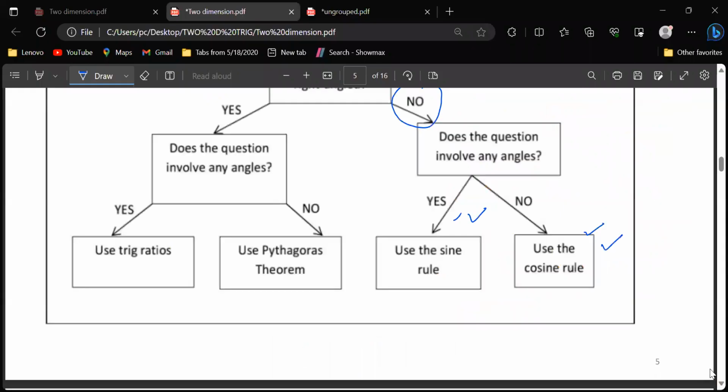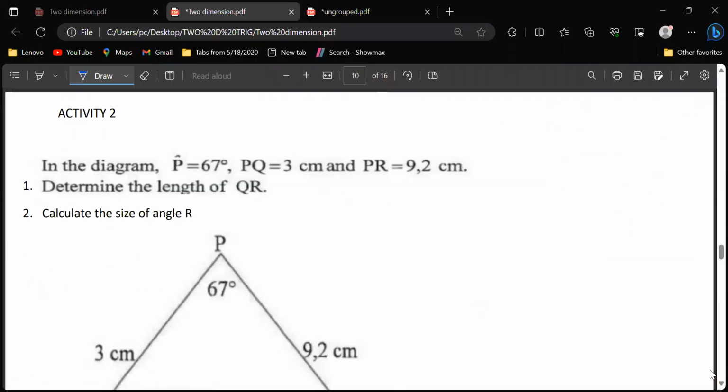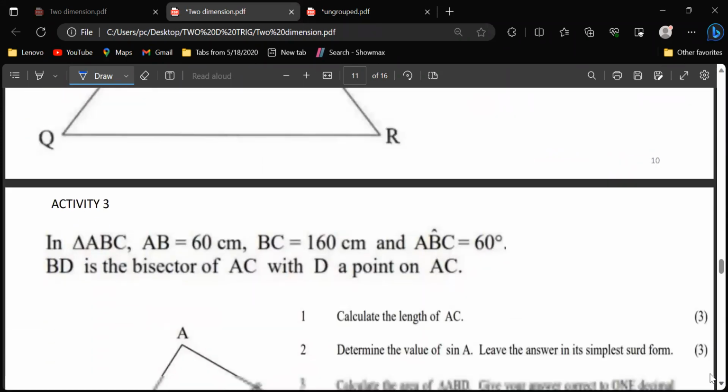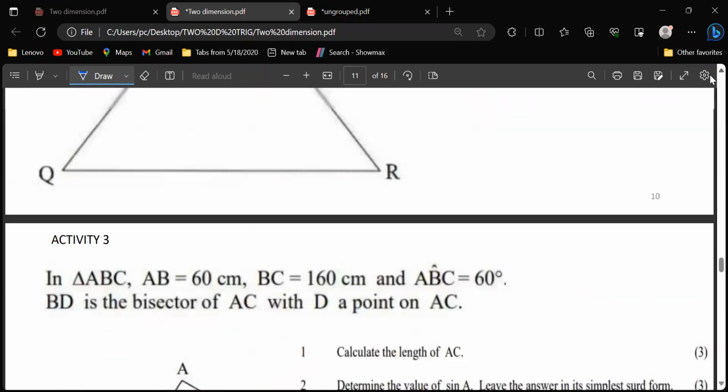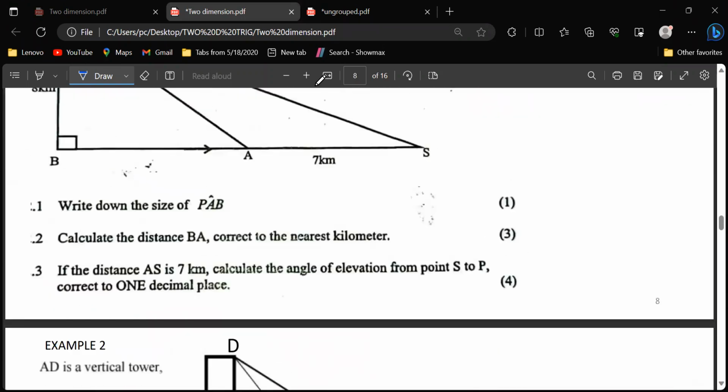Now, what is going to be our activity then? We're going to do the following as an activity. We're going to do activity number 2 and activity number 3.